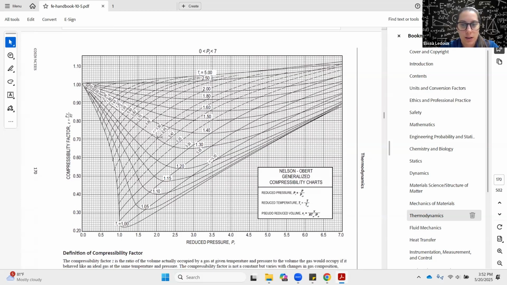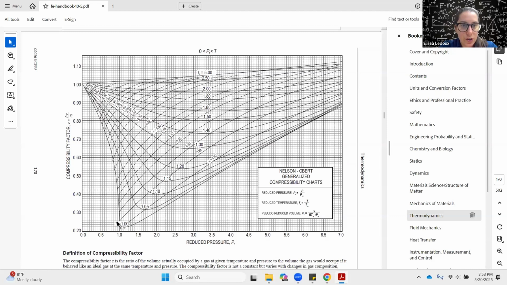So this crazy graph is a compressibility chart. So this shows the compressibility factor, which is the PV over RT. So which we've heard the formula PV equals MRT. This is not equal to M because it's using specific volume instead of absolute volume. So it gets a compressibility factor, which is Z. And it was in a formula towards the beginning of this section, but you can also find it here on this chart on the y-axis.